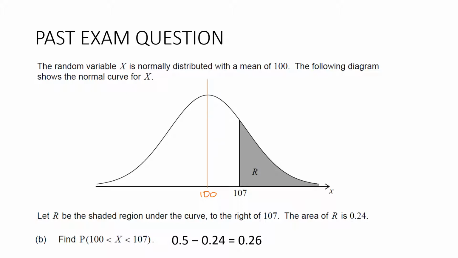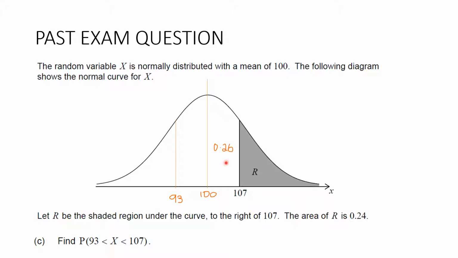And finally, find the probability that x lies between 93 and 107. So let's put in 93, roughly where it belongs. We can see that this is symmetrical. This goes up by 7 and down by 7. It doesn't mean it's a standard deviation, but we know this area. We just worked it out. So normal distributions are symmetrical. So this is 0.26 as well. So our answer here is going to be 0.52.